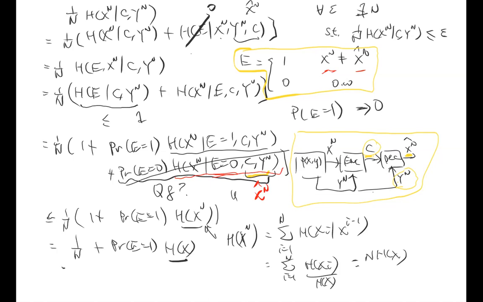So with my probability of error going to 0, if the probability for this one approaches 0 here, then what I have left is just 1 over n, right? So therefore, this will be less than epsilon as long as n is bigger than 1 over epsilon, right? So therefore, we are done.